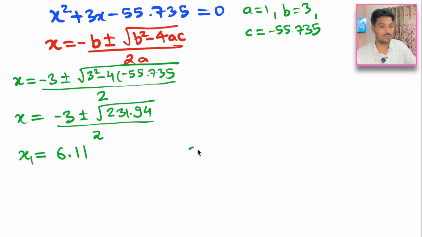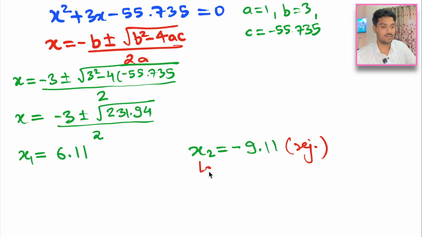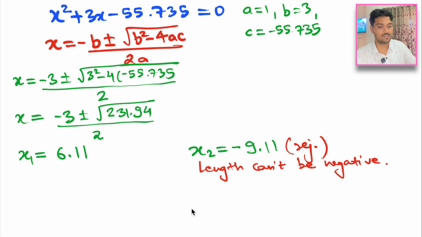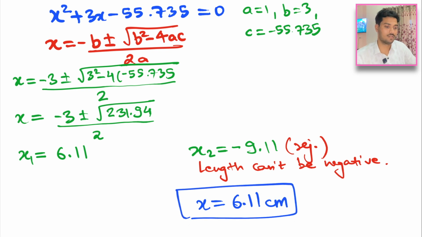Let's check x2. Minus 3 minus under root of 231.94, divided by 2, and the answer is minus 9.11. So this will get rejected because length cannot be negative. Hence this answer will get rejected. And finally the value of x will be 6.11 centimeters, and this is the final answer.